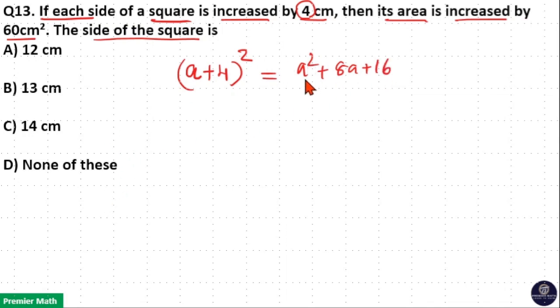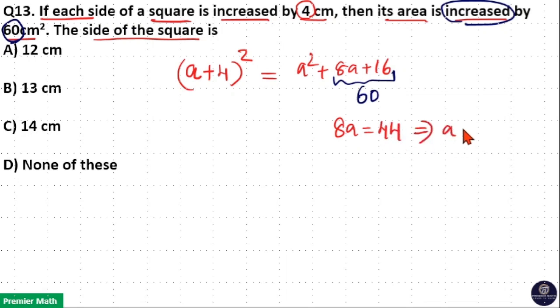Now you can see A square is the old area and the increased area is 60 centimeter square. That is, 8A plus 16 is 60. Now the difference between 60 and 16 is 44, which means 8A is equal to 44. Then A is equal to 5.5, since 8 goes 5 times in 40. So 5.5 centimeter is the side of the square. Here none of this, option D is your answer.